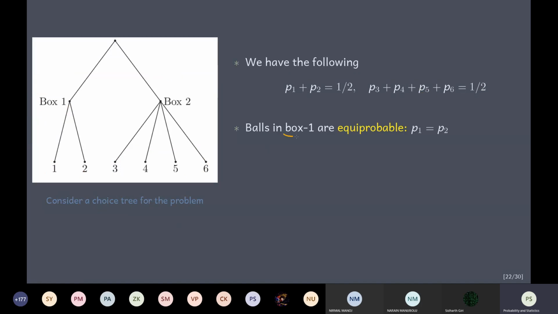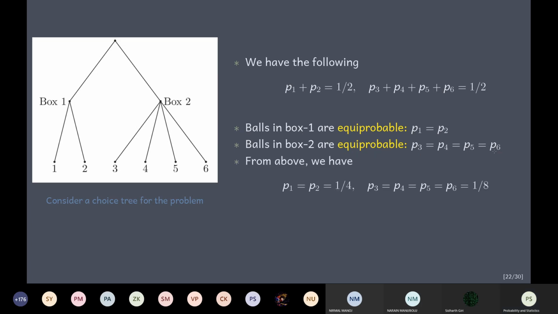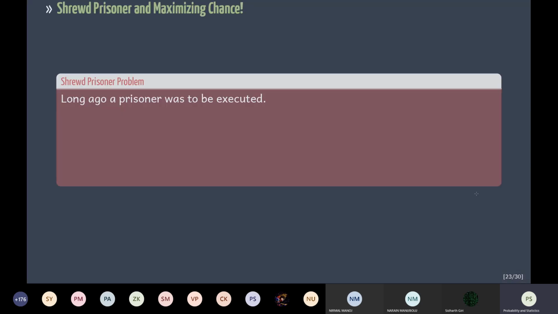The balls in box 1 are equiprobable, which is something we are given already, and balls in box 2 are also equiprobable. So P3, P4, P5, P6 should be the same. From above we have these identities, and using these two identities and further information, we can conclude that P1 equals P2 equals 1/4, and each of the others is 1/8. That's an example here.